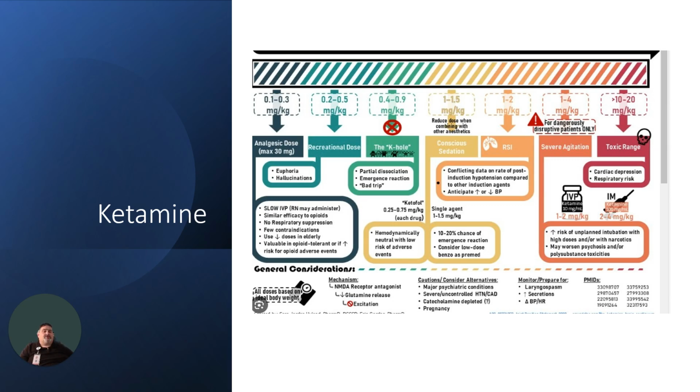Not many contraindications. Always start low and work your way up with ketamine. It can be valuable, especially if you have a lot of people that are not necessarily abusers, but they have a high tolerance to opiates because they've been on long-term pain management, things of this nature. Ketamine will become an excellent medication for them. For our sedations, 1 to 1.5 milligrams per kilogram. They need to be hemodynamically stable. You need to watch for any adverse reactions.